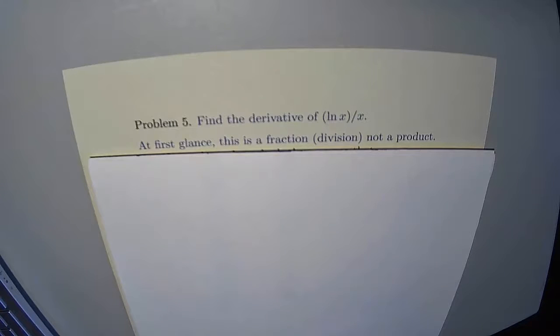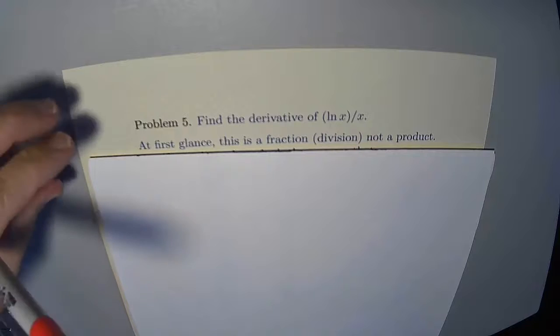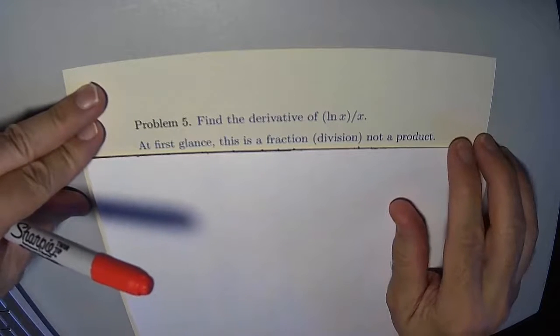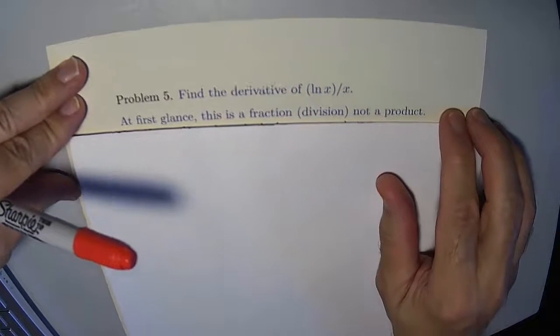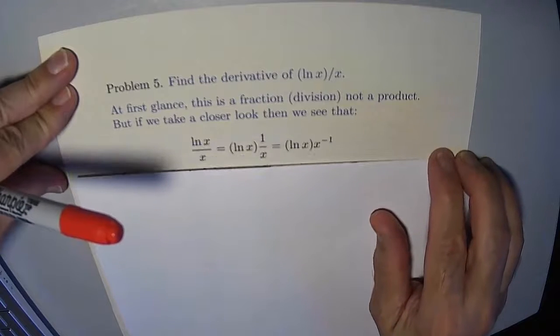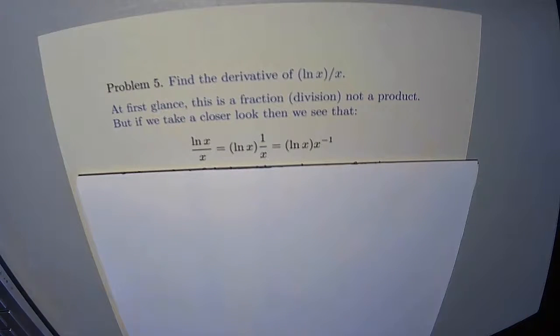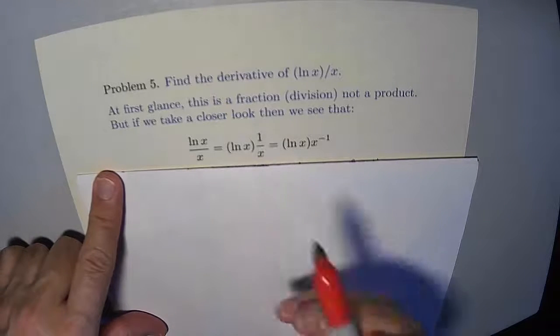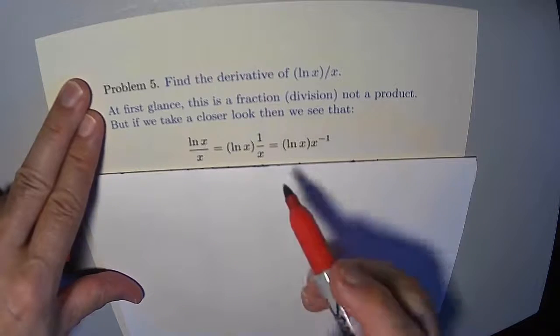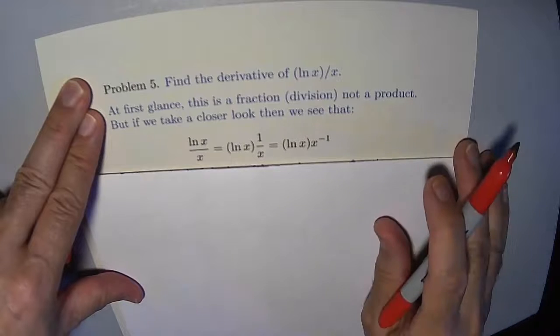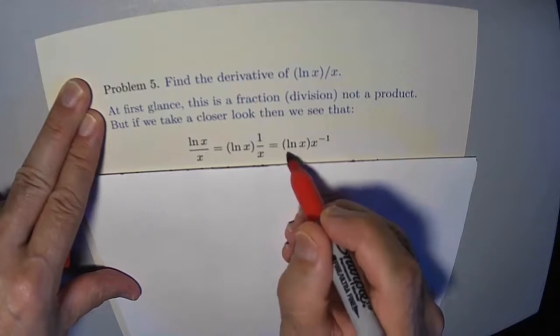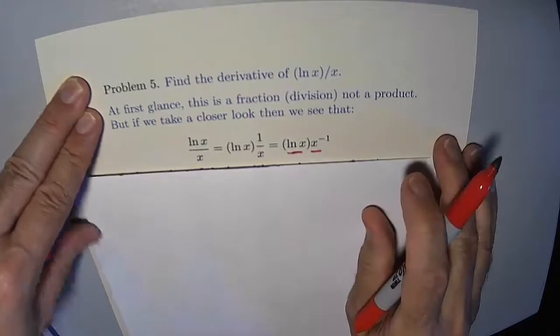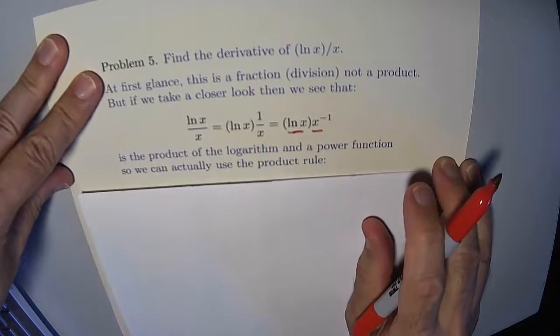In problem 5, we want to find the derivative of natural log of x divided by x. It looks like this is a fraction which involves division, not a product, but if we take a closer look, we see that we can write ln of x over x as ln of x times 1 over x, and 1 over x is the negative 1 power of x. So now we actually have a product, and we can apply the product rule to that.